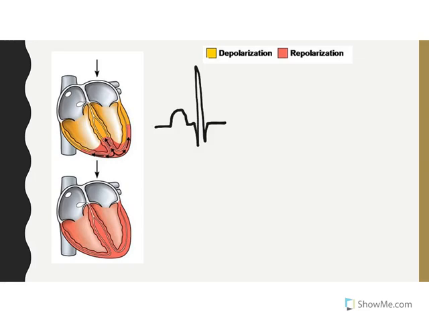Now what's going to happen is you see this period where nothing's going on. We've finished depolarizing the ventricles. We haven't started to repolarize the ventricles. Once the ventricles begin to repolarize, which is depicted in red on these pictures, we'll start seeing a waveform called the T wave. Okay, so the T wave represents repolarization of the ventricles. It's an asymmetrical wave. It's usually upwards deflected.